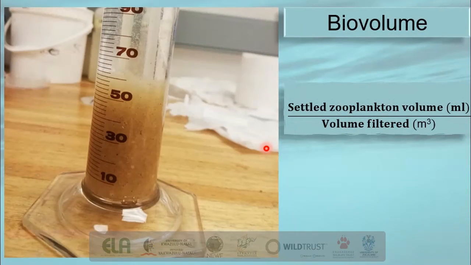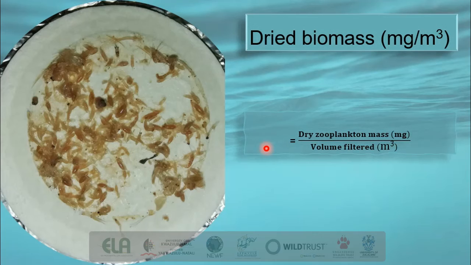In the lab, we settle the samples in seawater in a measuring cylinder to measure the zooplankton settled volume, and then we divide that by the volume filtered to get the biovolume. And we also dry the samples and divide the dried weight by the volume filtered to get the biomass.